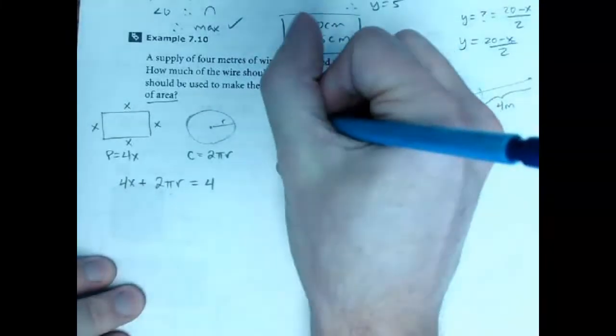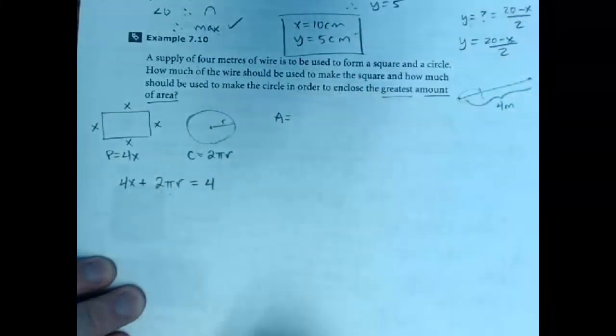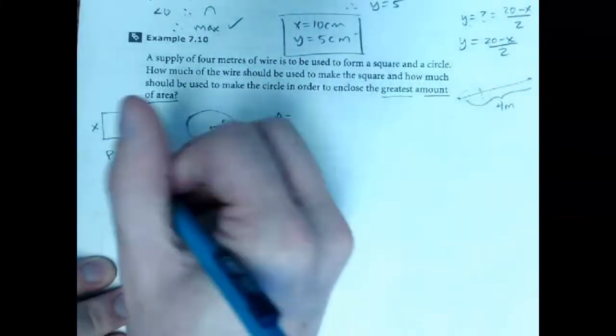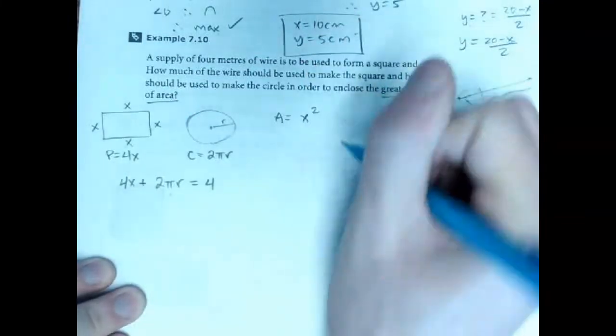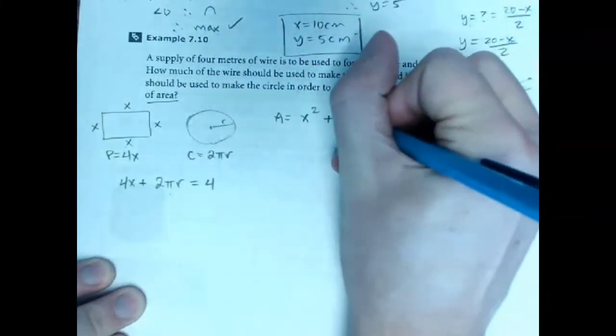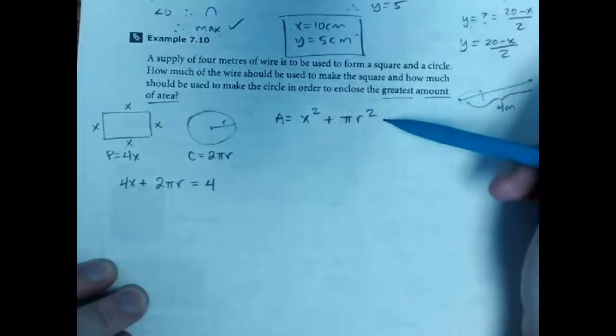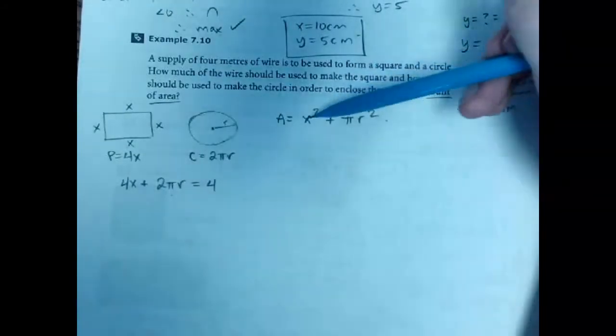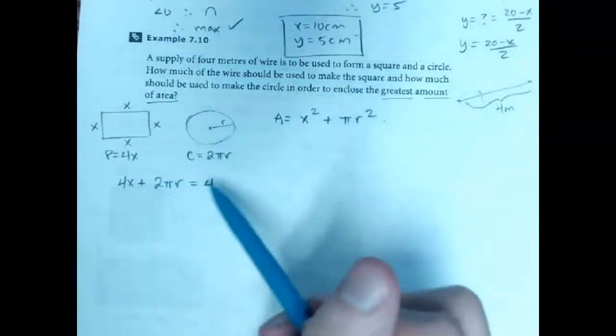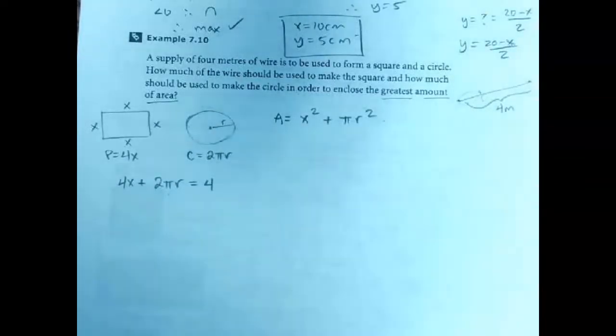But what I want to optimize is the area. So the area of the square would be x times x, and of course the area of the circle is pi r squared. This is what I want to take the derivative of. But there are too many variables, so I have to use the scratch work equation to make a substitution.